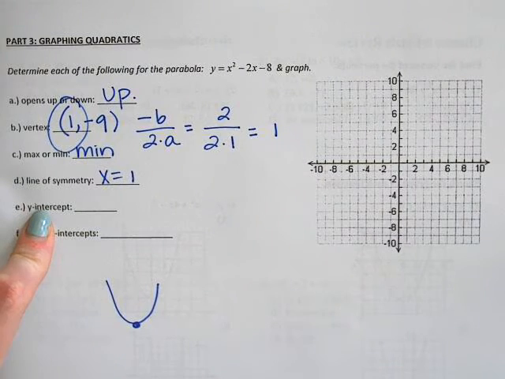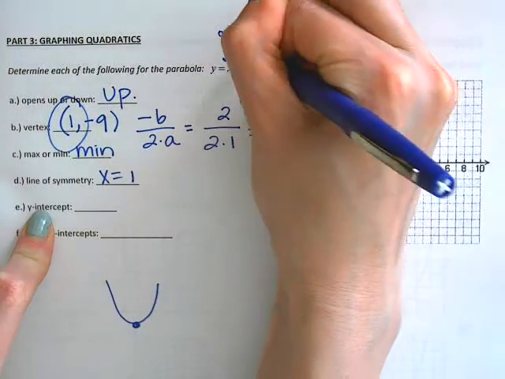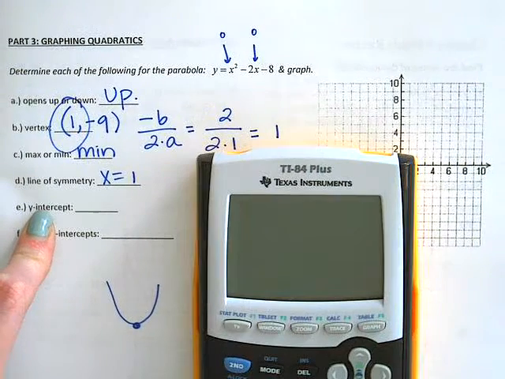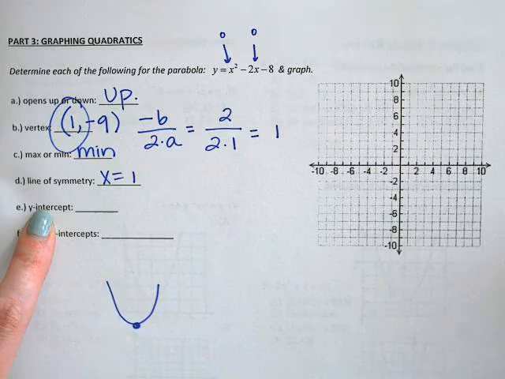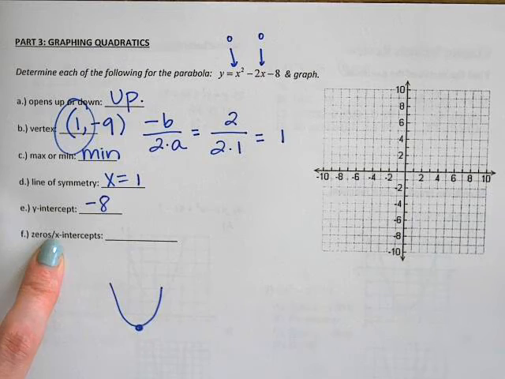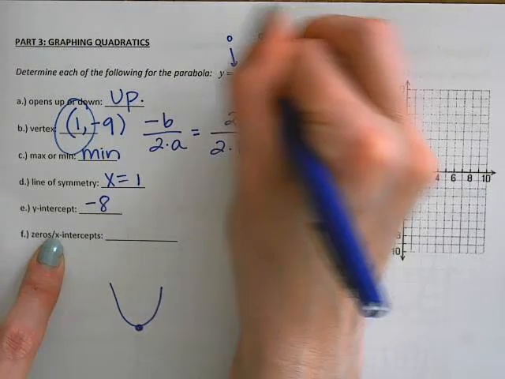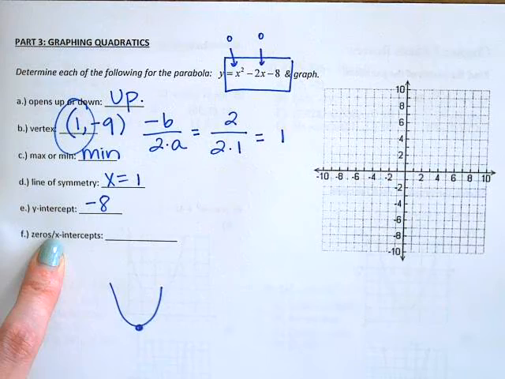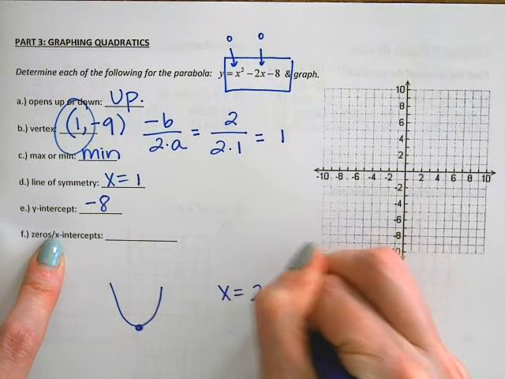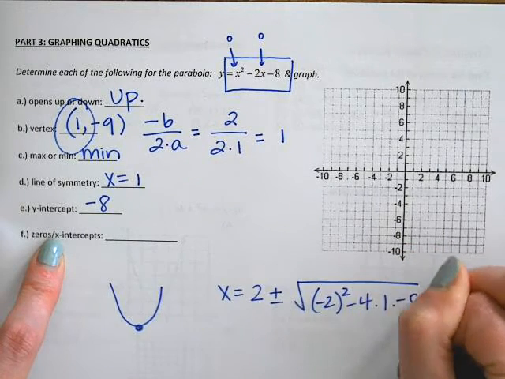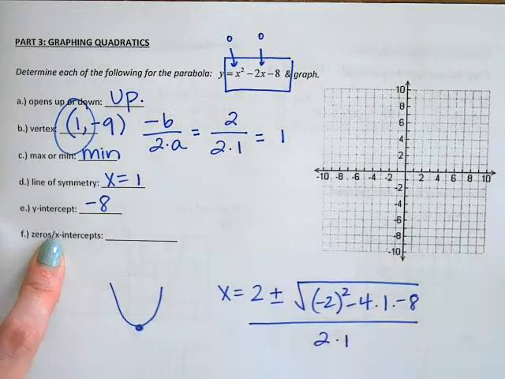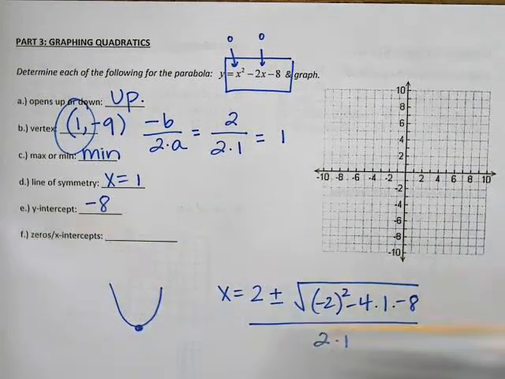The y-intercept, you plug in 0 for all the x's. So 0 squared minus 2 times 0 minus 8, you get negative 8. And the x-intercepts or zeros are where you guys do quadratic formula. So x equals negative b plus or minus square root b squared minus 4ac all over 2a. Now, oh no, we didn't do this one yet. Okay, yeah, we'll just type that in.